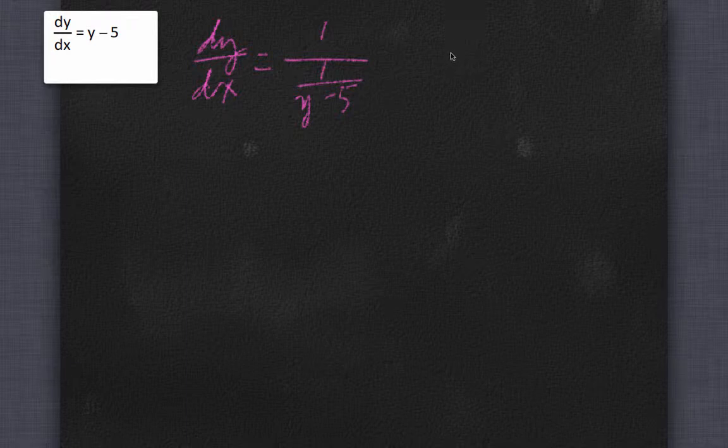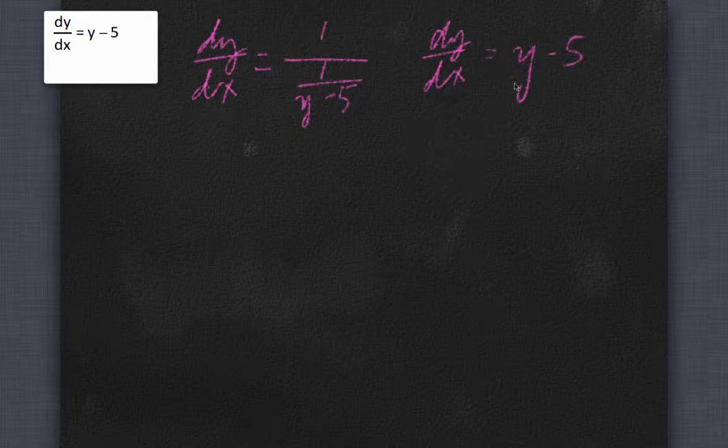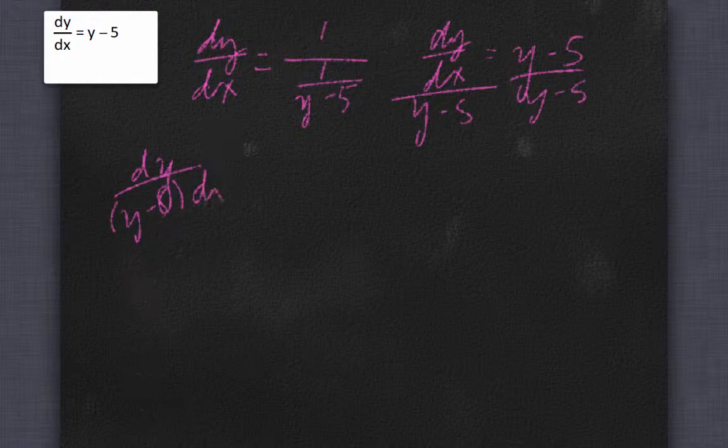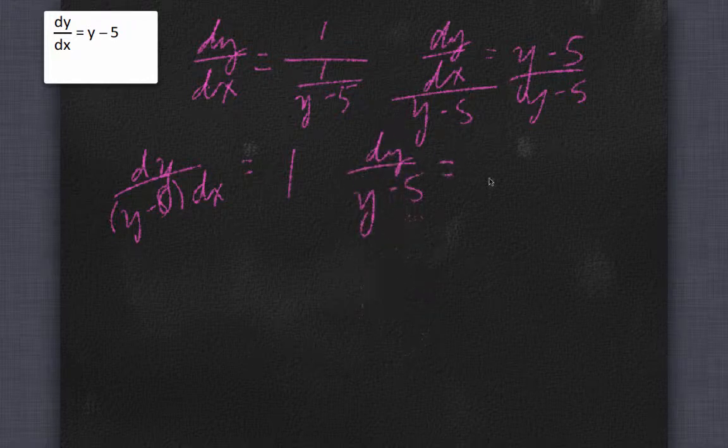But we could also just say that if dy/dx is y minus 5, then if I divide by y minus 5 on both sides and divide by dx, this first step gets me this. Now I divide by, or I multiply by dx. Okay, so in either case, this is the same: 1 over y minus 5 dy ends up this way.